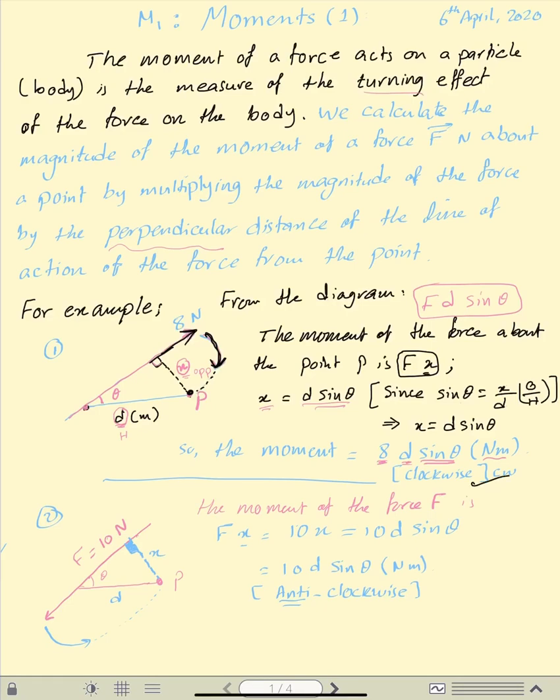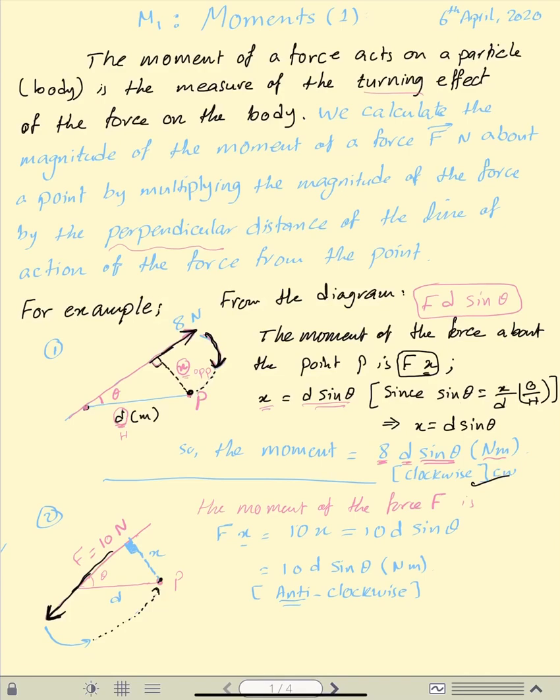Second example, we are given a different diagram. Force 10 newtons in this direction, and this is theta between the line of action and the point. This is the point P. So look in this direction. This is the force, you look at the arrow, the nose of the vector. Apply it about P. We are turning in this direction, which is anticlockwise.